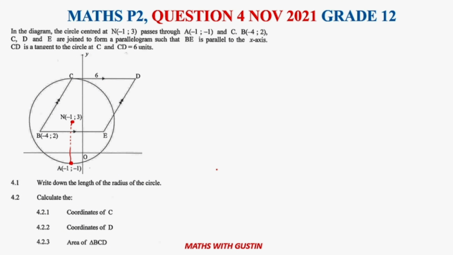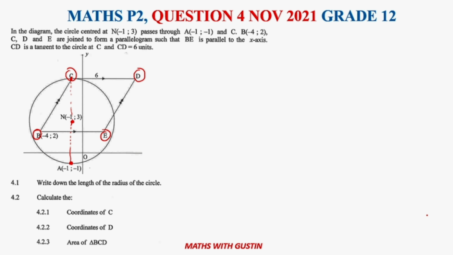And then they say there's a C. Where is C now? There's a C here. Great stuff. Then they said B, which is at (-4; 2), and C, D and E are joined to form a parallelogram. We see them, so these ones here are forming a parallelogram, and the C and the E, and there's our B there, form a parallelogram within the circle.